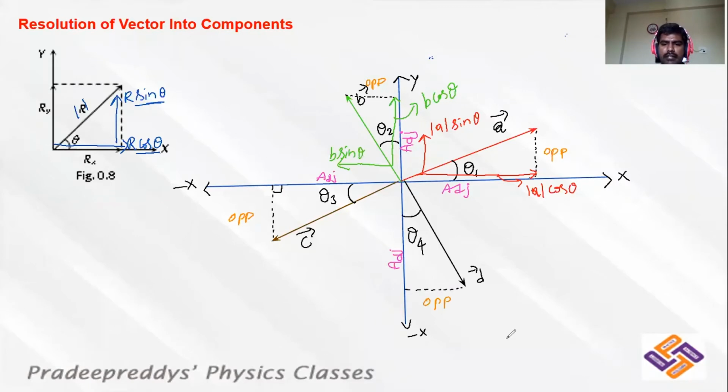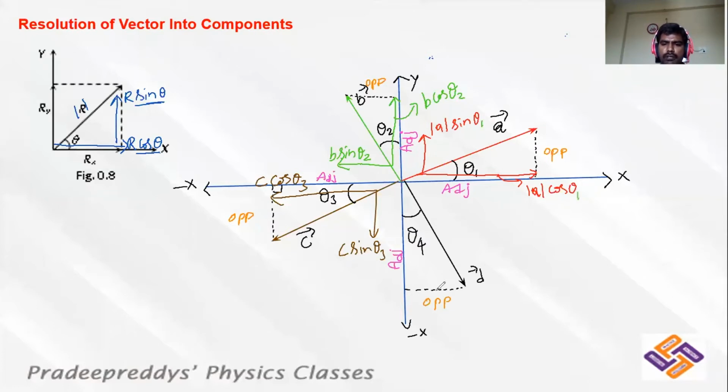Similarly, the third vector C bar is projecting some components along x-axis and y-axis. Along x-axis, it is adjacent side, so it can be written as C cos theta 3. I'm sorry, theta 3. And next, this is C sin theta 3. Okay, so I did not mark it here. This is theta 2, this is theta 2, and this is theta 1, and this is theta 1.